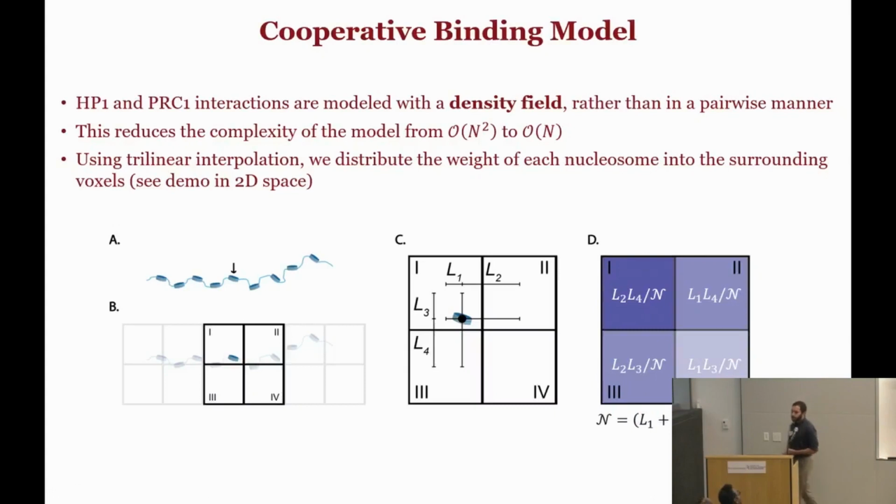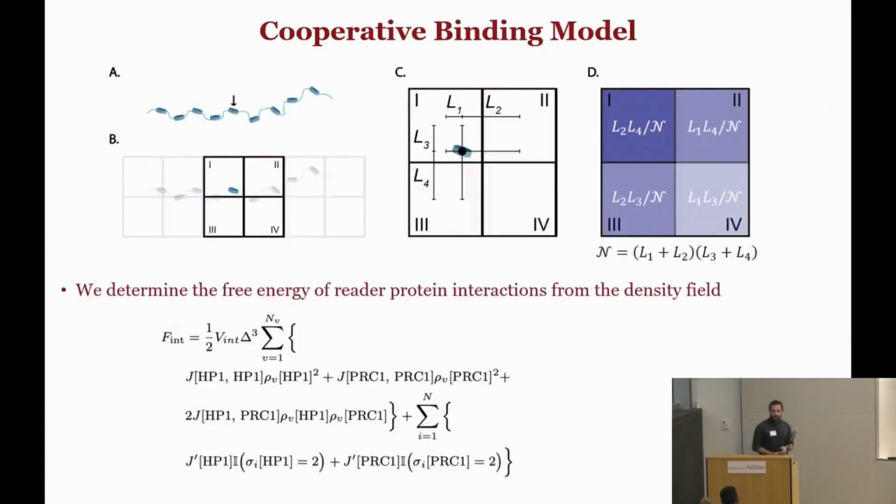And the way this works is we have our 3D positions of each nucleosome on the chromatin fiber, and we want to distribute these nucleosomes as weights into voxels, discrete voxels that make up our space. So we use trilinear interpolation to distribute the weight of each nucleosome into nearby voxels. In this diagram, I'm showing a 2D example of that just for interpretability. And then the energy of interaction scales with the density within each voxel.